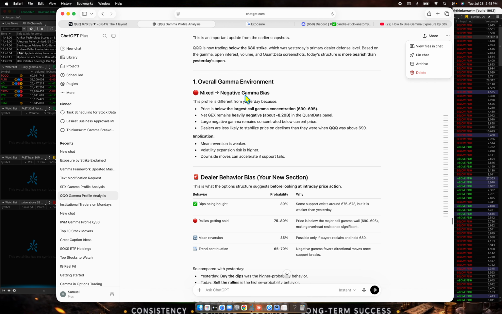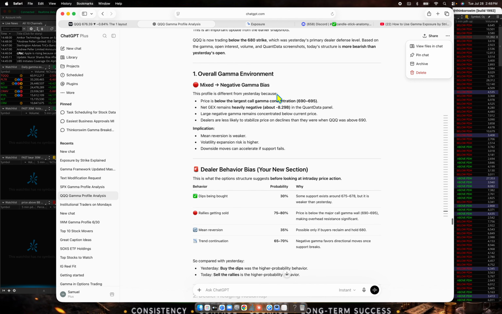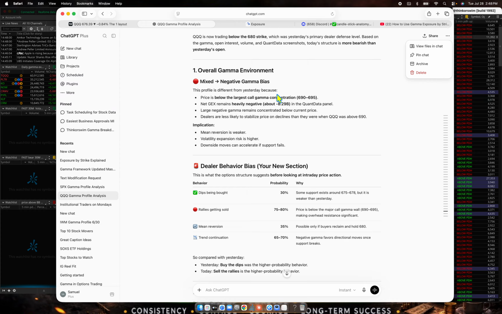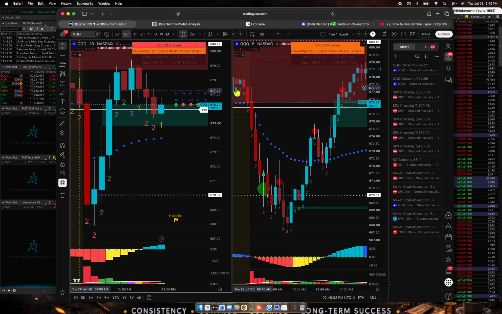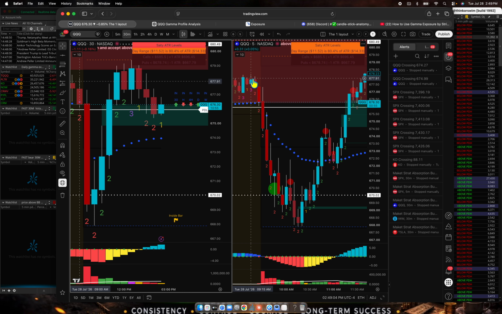So it was a mixed negative gamma bias, right? Negative means price can actually move. Positive means that price can either get pinned or it will be rotational back and forth, mean reversion setups, okay? So when we look at our chart and we see that price is already kind of breaking down in the pre-market here, right?